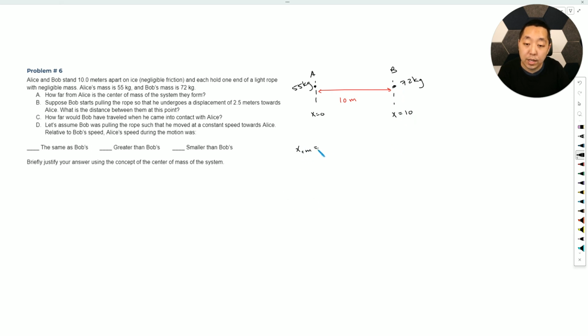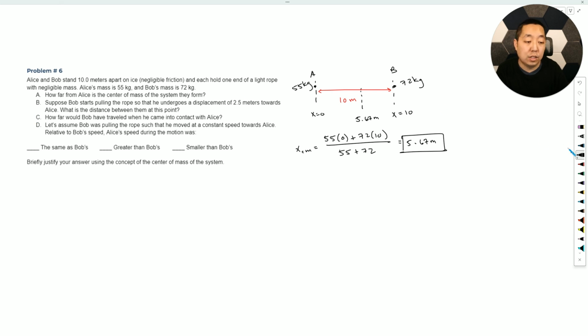And so when we do the center of mass, you're going to do the mass of Alice times her position, plus the mass of Bob times his position, divided by the total mass. And this is just a calculator problem. That's how we calculate center of mass. That's the basic idea. Very straightforward. So 5.67 meters, which is a little bit closer to Bob, more than halfway.